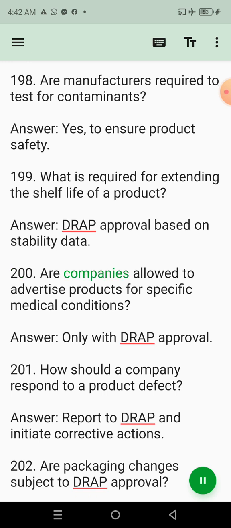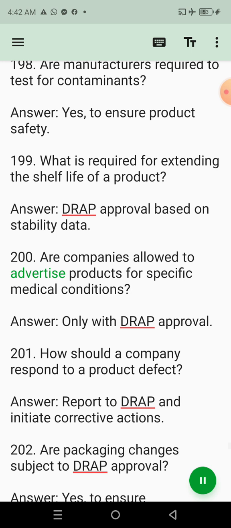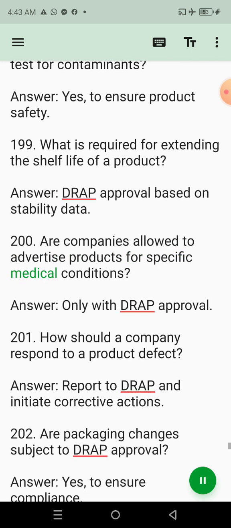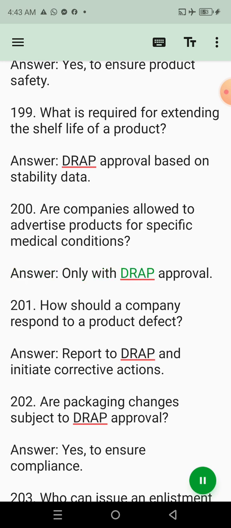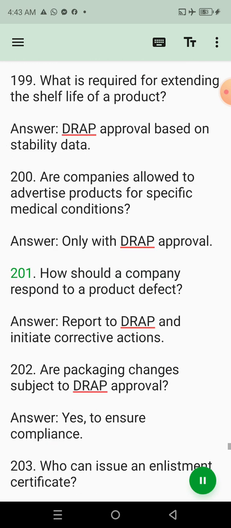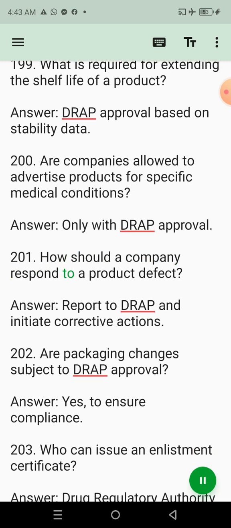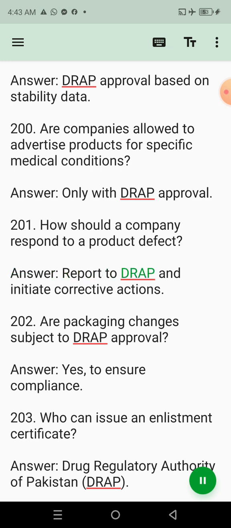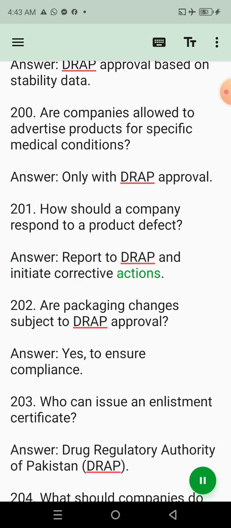200. Are companies allowed to advertise products for specific medical conditions? Answer: only with DRAP approval. 201. How should a company respond to a product defect? Answer: report to DRAP and initiate corrective actions.